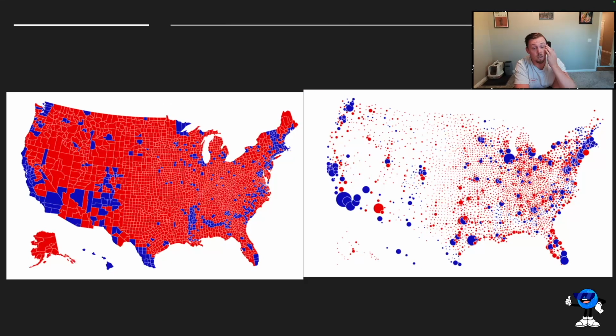And then this is a comparison between two different kinds of maps that we looked at earlier. And that is everything I have for the lecture for this week.